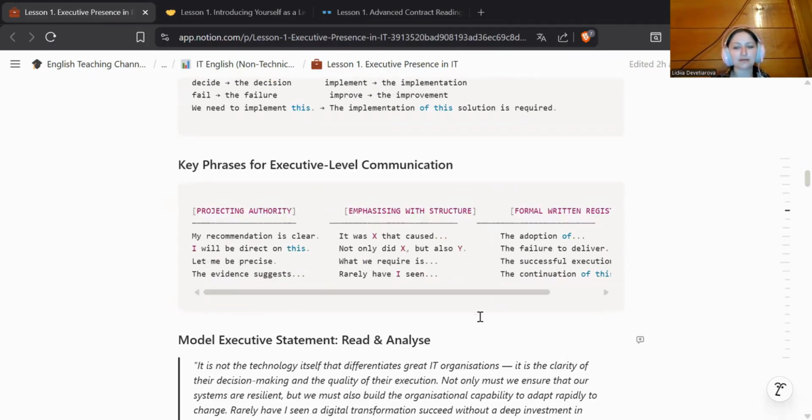And here are some key phrases that you have. The first one, projecting authority. My recommendation is clear. I will be direct on this. Let me be precise. The evidence suggests.